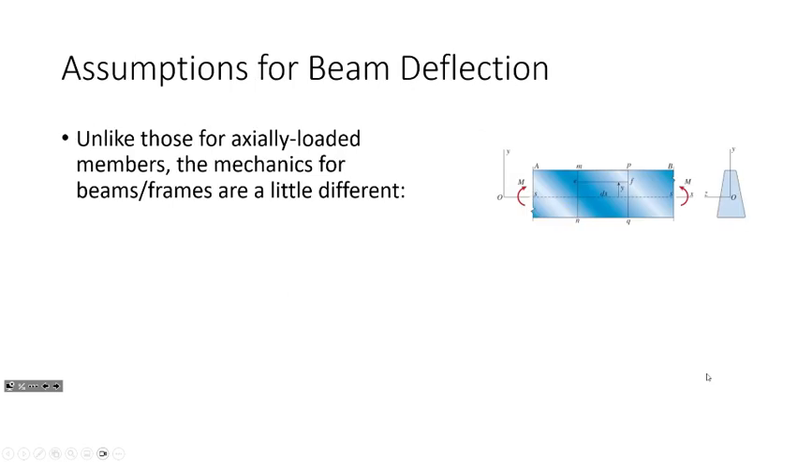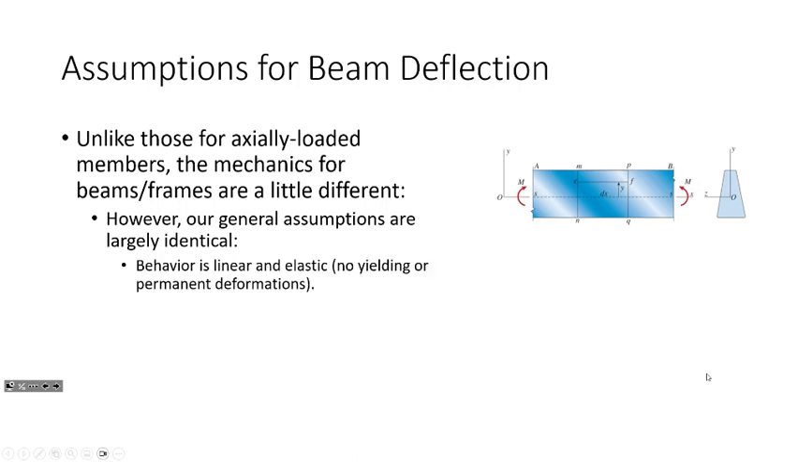Okay. All right, so let's talk about beam deflection, and let's talk about our assumptions. Now, the mechanics of beams are a little different than axial members. So we have to make some basic assumptions. While the mechanics are different, the assumptions tend to be pretty straightforward.